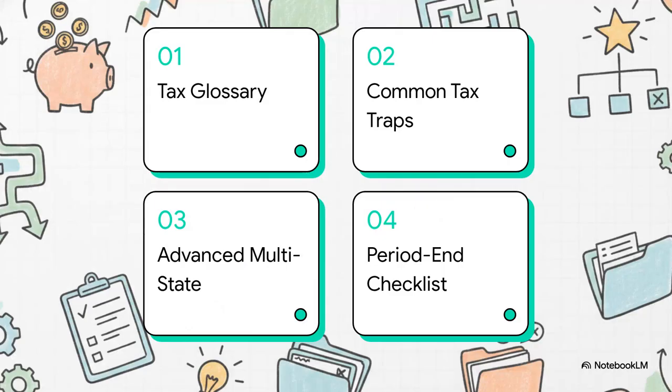Here's our map for today. We're going from junior-level fundamentals all the way up to director-level complexities. We'll hit the foundational glossary, navigate some common tax traps, tackle advanced multi-state and international issues, and finally, wrap it all up with the period-end checklist to keep your compliance absolutely bulletproof.